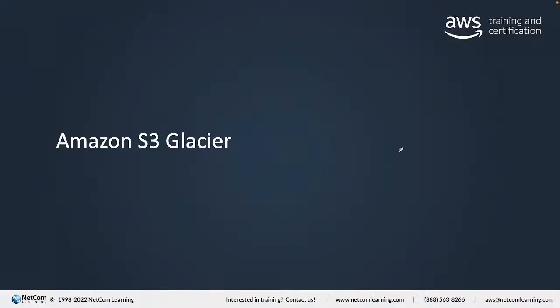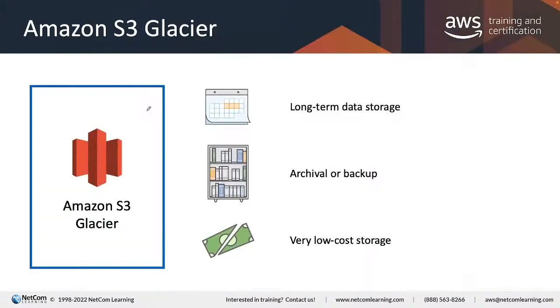Okay, so Glacier nowadays is a tier inside S3. Actually, originally Glacier was another product, but many customers think this is kind of a tier in S3. That's why AWS moved it into the S3 family. So what is Glacier? Glacier is for long-term archive storage, very, very low cost.